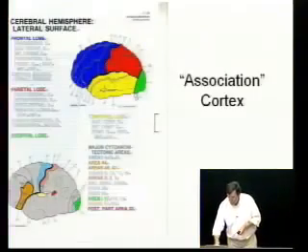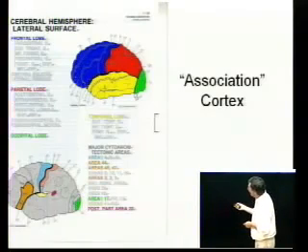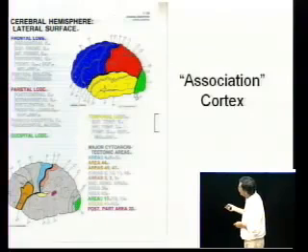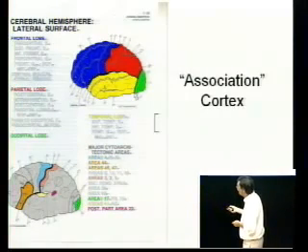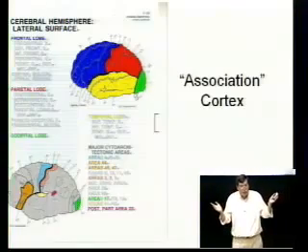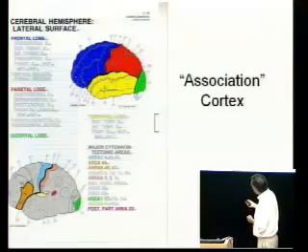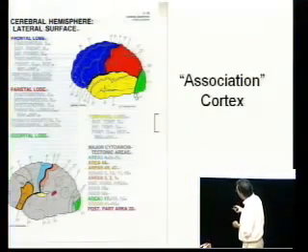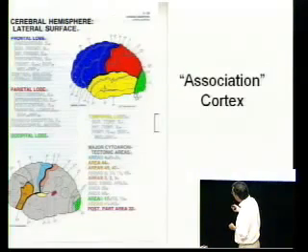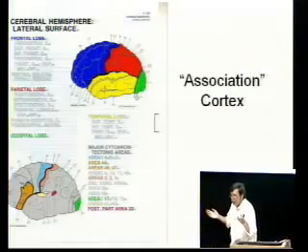Okay, so now we've got Broca's area and Wernicke's area added to the motor cortex, the somatosensory cortex, the primary auditory area, and the primary visual area. What's the rest of the brain doing? Well, for a long time, these other areas of the brain, the vast bulk of the frontal lobe and the vast bulk of the temporal, parietal, and occipital lobes, were simply called association areas.